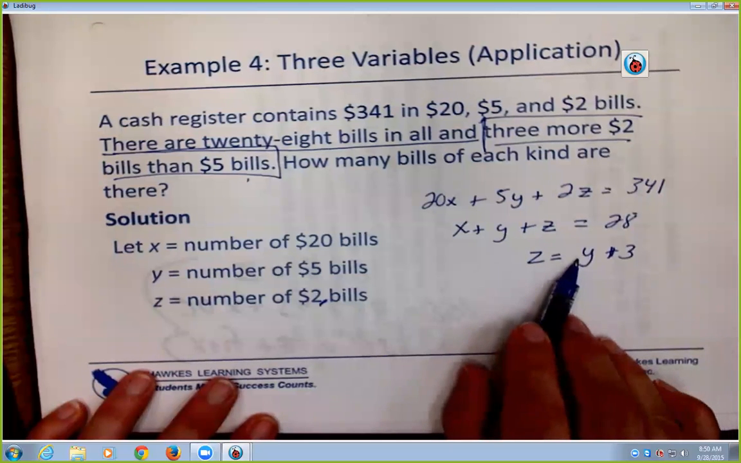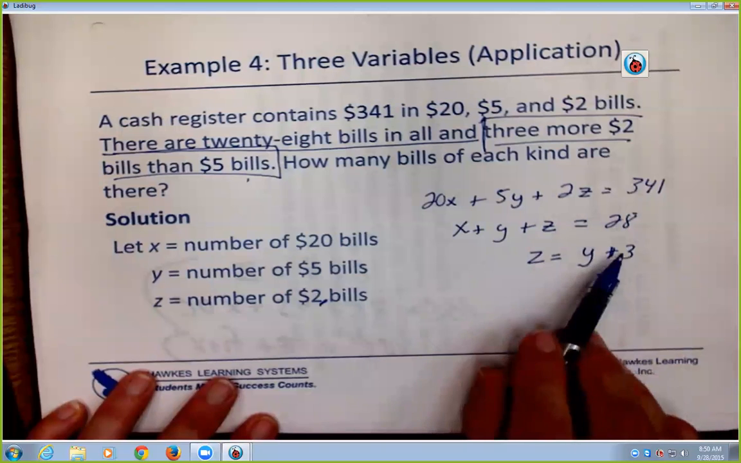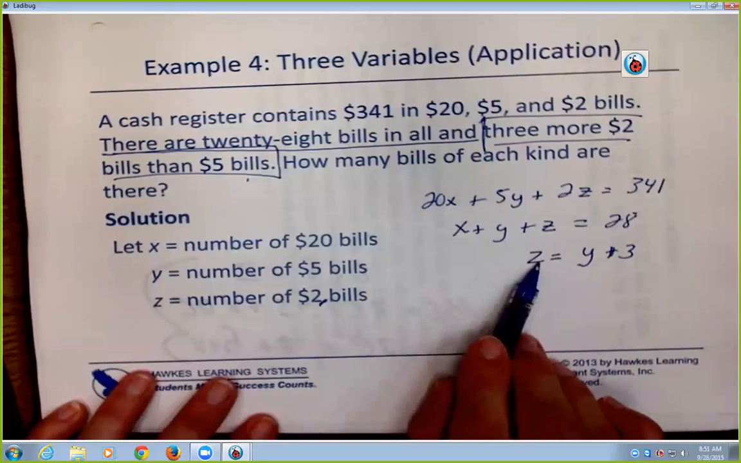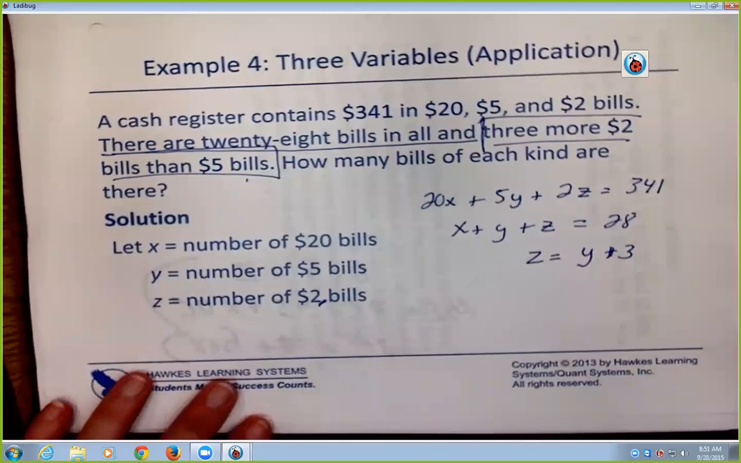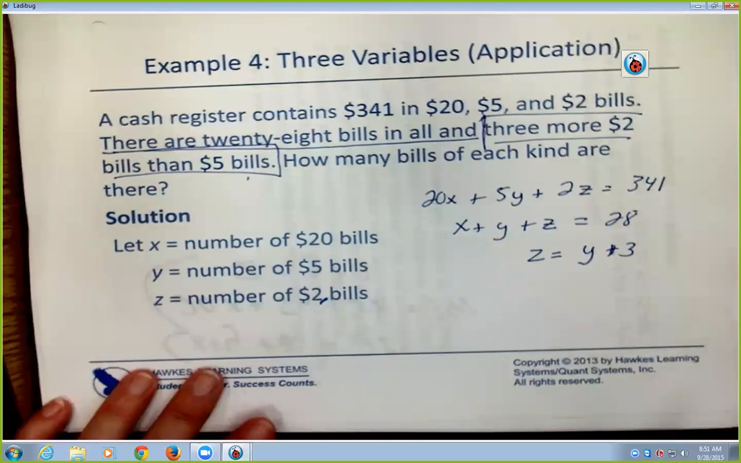$2 bills, there's 3 more $2 bills than $5 bills. So $5 bills plus 3 will give me how many $2 bills I have. Yes or no? We think so? Maybe so? We've had that again in a variety of places. But if I go to enter this into my calculator, I've got a problem.